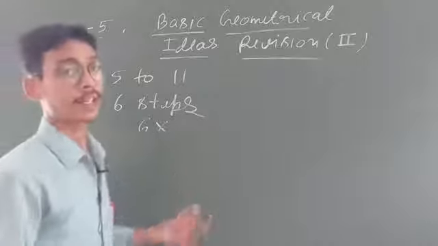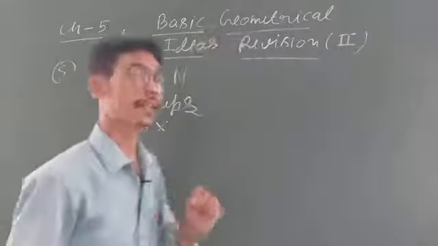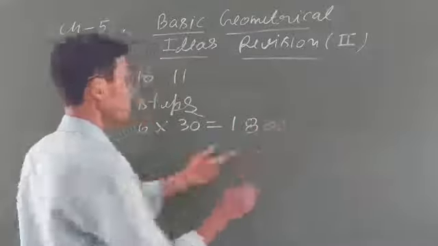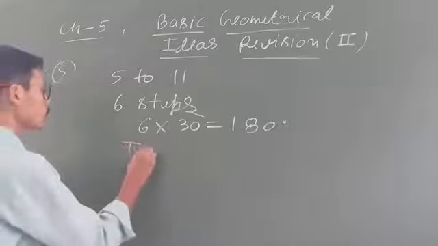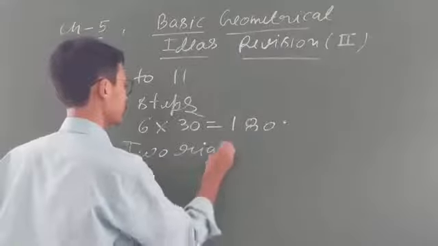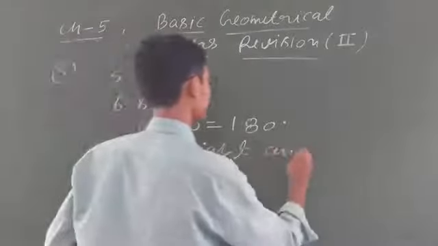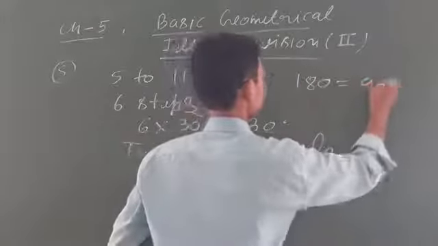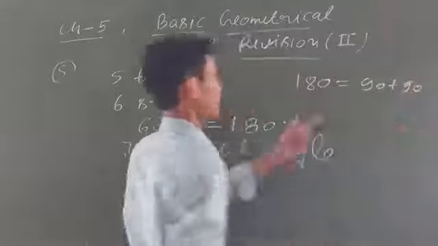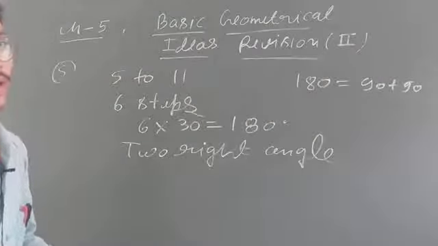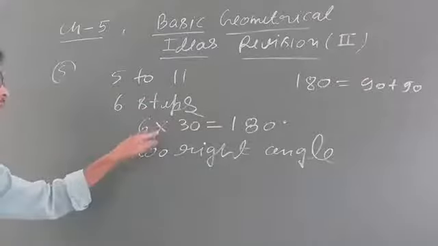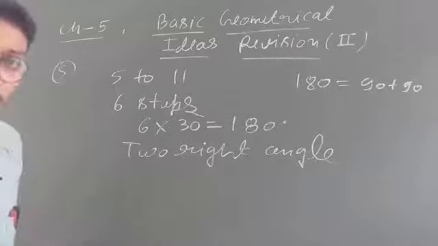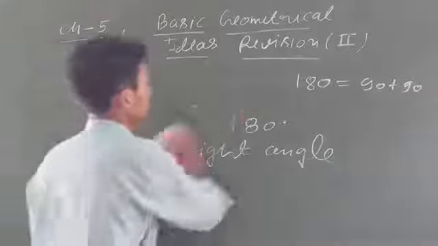You will multiply by 30 degrees because one step consists of 30 degrees. So 6 steps is 6 into 30, that is, it will become 180 degrees. Now easily you can see how many right angles? You will write down 2 right angles. How? Because you know that 180 equals 90 plus 90. So 90 plus 90, how many right angles, students? 2 right angles. Look, 5 to 11 is 6 steps, so 6 multiplied by 30 comes to 180 degrees. So 180 degrees means 2 right angles. Clear everyone? Okay.